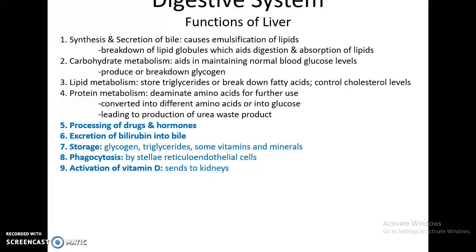Carbohydrate metabolism maintains normal blood glucose levels; it can break down or produce glycogen, which is a long molecule made up of glucose molecules. Lipid metabolism: it stores triglycerides and can break them down into fatty acids. It controls cholesterol levels. Protein metabolism: it deaminates amino acids, can convert them into glucose or into other kinds of amino acids, and leads to production of urea, which is a waste product that is sent into the bloodstream. It can process drugs and hormones, excrete bilirubin into bile, and store things like glycogen, triglycerides, vitamins, and minerals.